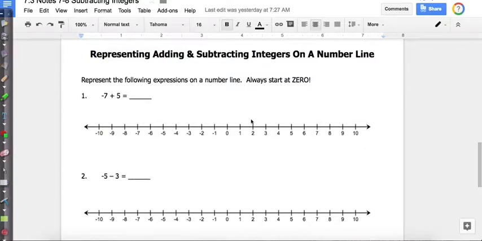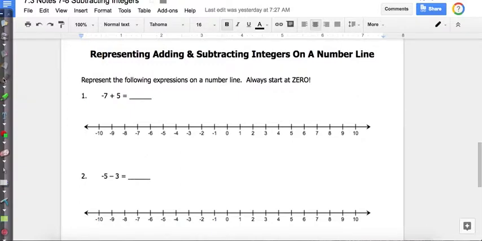To my notes on adding and subtracting integers on a number line. So we've learned how to add and subtract integers. Now we are going to learn how to model it on a number line. So we have to represent these following expressions on a number line, and we always start at 0.